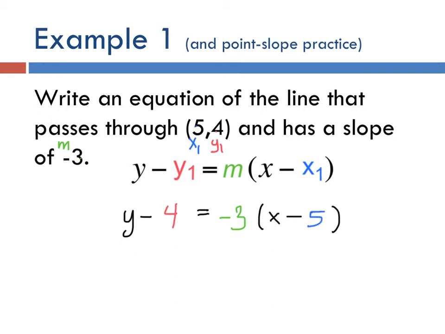Let me change the color. y minus 4 equals, if you distribute this in, -3 times x is -3x. -3 times -5. Now this is a tricky one. A negative times a negative is a positive, so it's positive 15. Let me just move everything up.